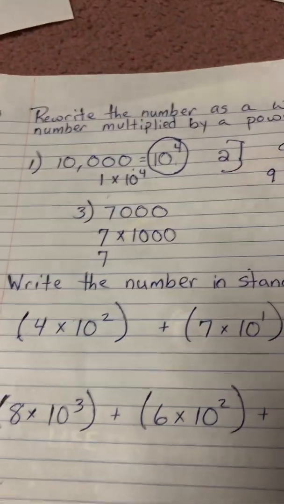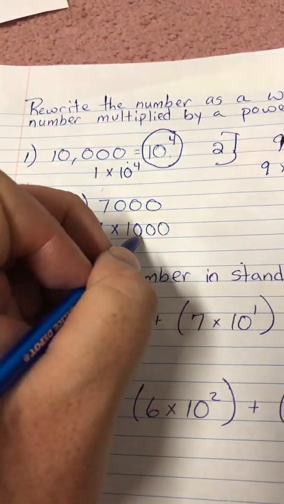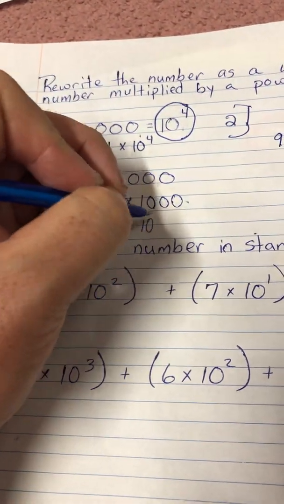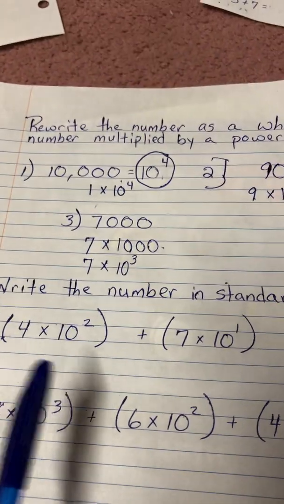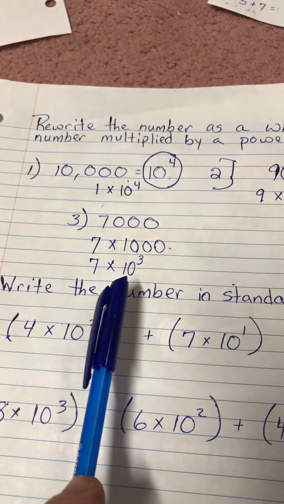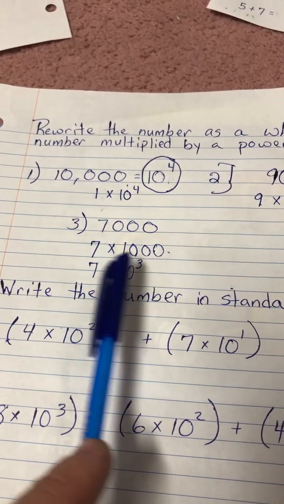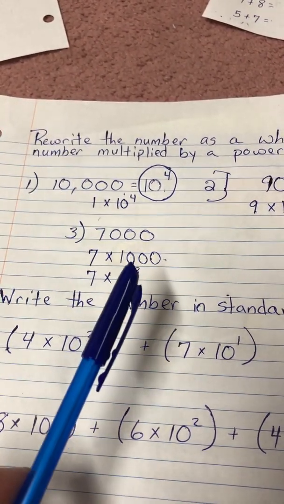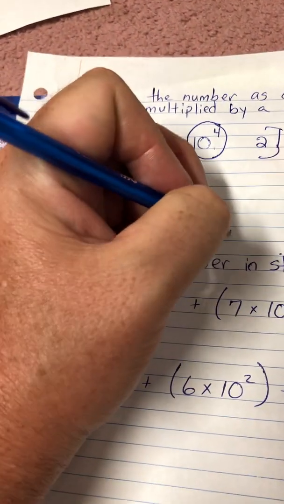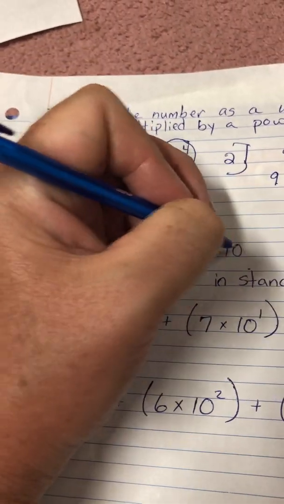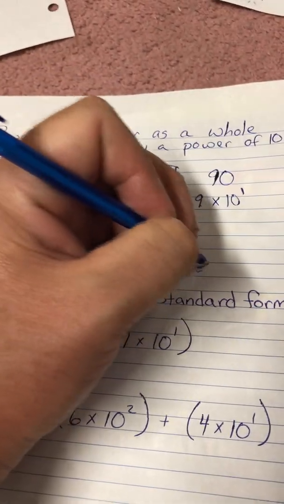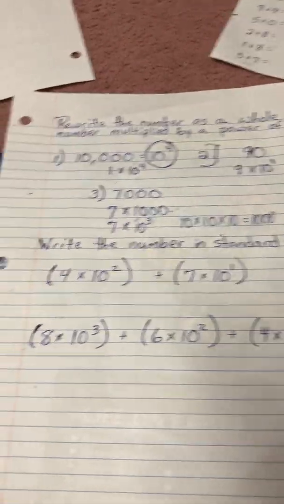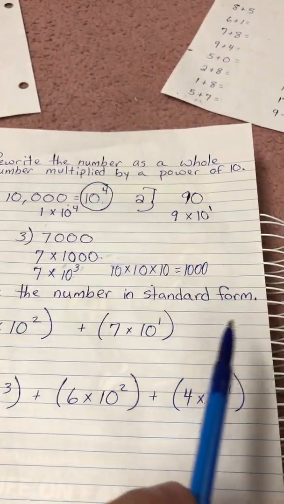So my 7 is going to stay the same. And since there are 3 zeros here in 7,000, I'm going to write it as 10 to the power of 3. Because 10 to the power of 3 is a 1 with 3 zeros after it, which is what 1,000 is. And sure enough, if I was to do 10 to the power of 3, which is 10 times 10 times 10, and I'll even just write that out so you can see it, that would equal 1,000.